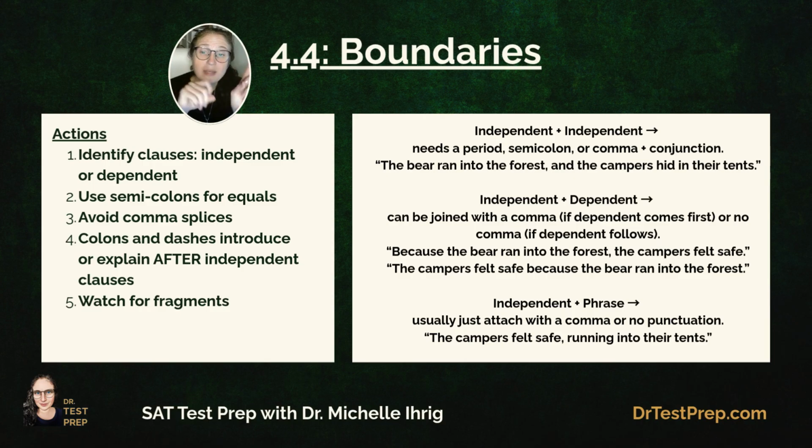If we have an independent clause, so something that can stand on its own, and something else that can stand on its own, we either need to use a period, a semicolon, or a comma and a conjunction. Those are like for, and, nor, yet, but, things like that. So if we have two clauses that can stand all by themselves, they either need to have a period separating them or a semicolon with no extra words.